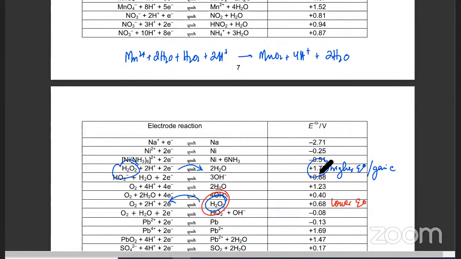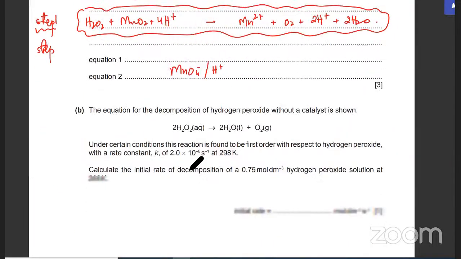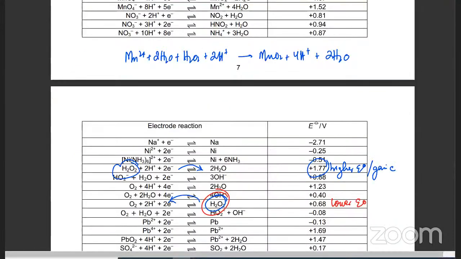Okay, is this clear? Yeah. So we found out two reactions in this way, and I wrote the equation number 2 over here. That's my equation number 2.